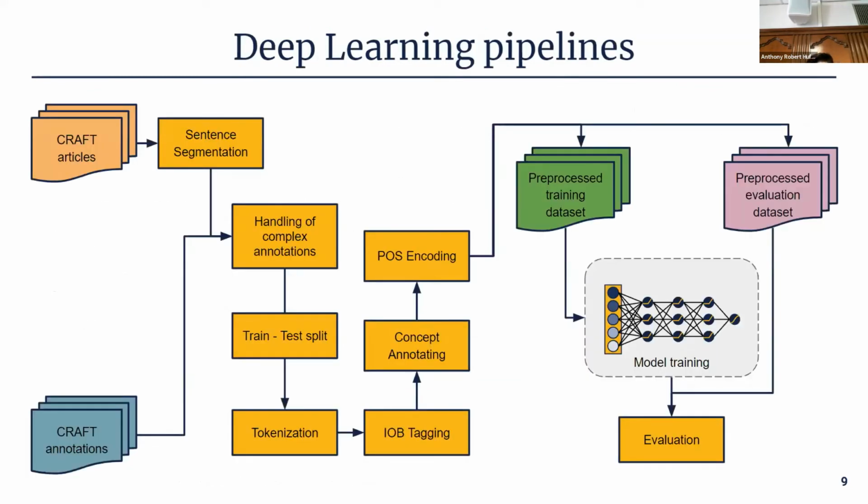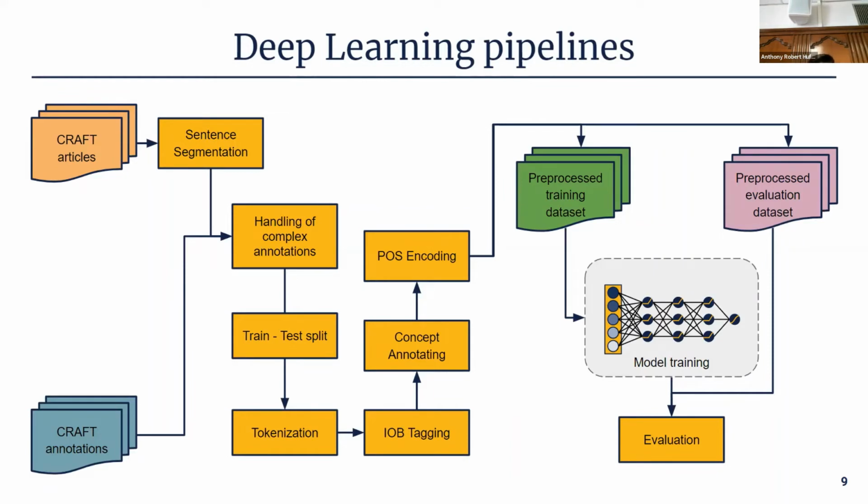And this is the general pipeline that we have considered for our deep learning model training and testing. So we have the Craft annotation and articles, and since it's a big article, we have to parse it to break it down to sentence level, and then we do some annotation handling. We divide the data set into train and test split, where some of the data are kept for training and some of the data is kept for testing purposes.